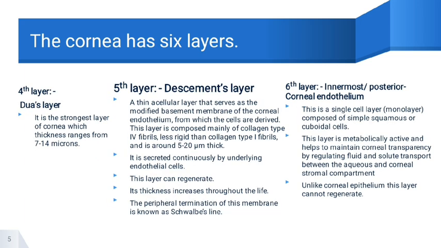Moving on to the fourth layer, that is Dua's layer. It is the strongest layer of the cornea, whose thickness ranges from 7 to 14 microns.